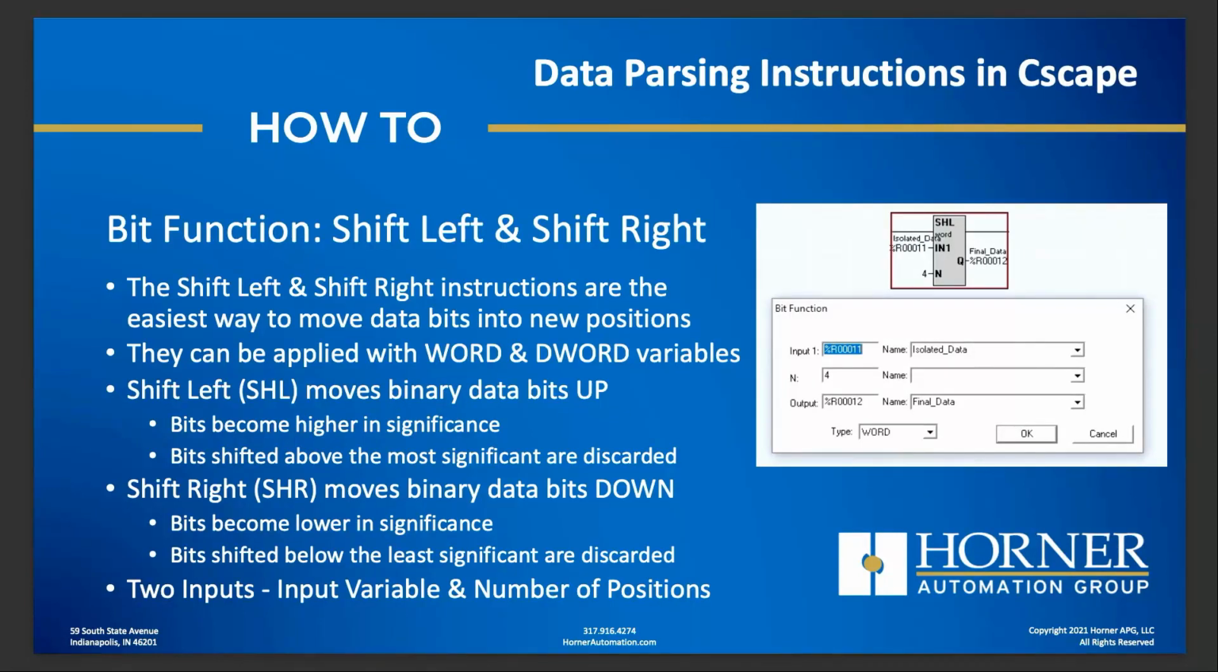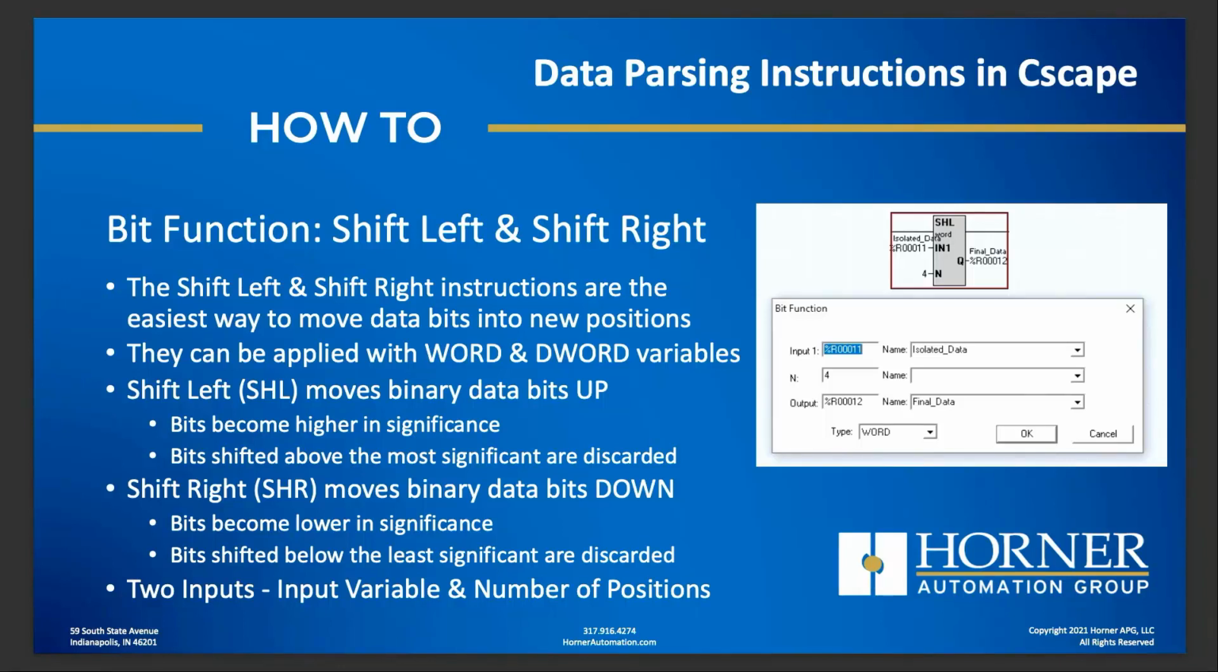Another one is shift left and shift right. So this is an instruction that is strictly used for moving bits around in either a word or a double word type variable. And it's definitely the easiest way to move those bits around, either move them down, move them up, left or right effectively, if that's what you need to do in your parsing operation.